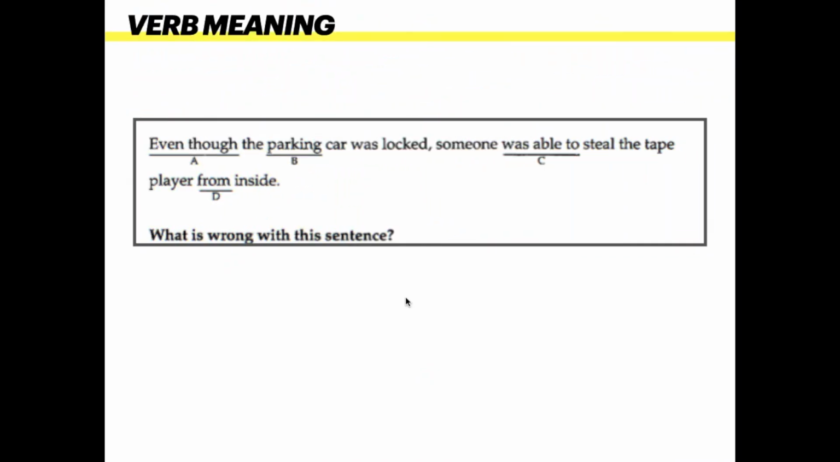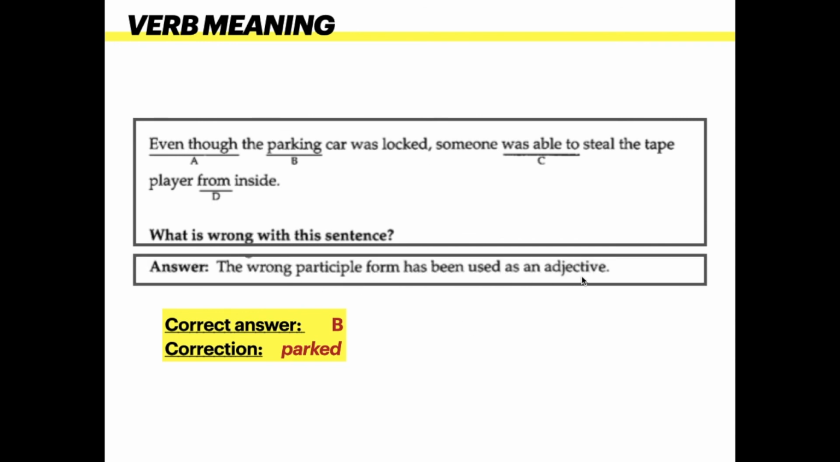I'm going to show you the TOEFL example, the exercise, sorry. Even though the parking car was locked, someone was able to steal the tape player from inside. So look at the adjective for car. ¿El carro está haciendo la acción de estacionar o está siendo estacionado? La recibe, right? So the correct answer is letter B and the correction is parked. Even though the parked car was locked, okay? So the wrong participle form has been used y en vez de ing debe ser con ed. Easy peasy, right? Super sencillo.